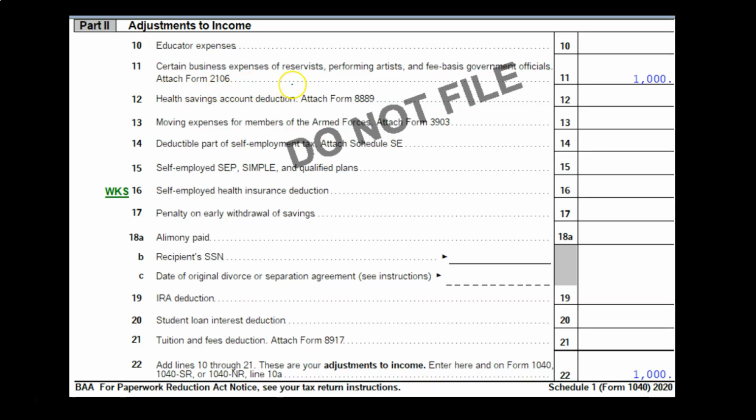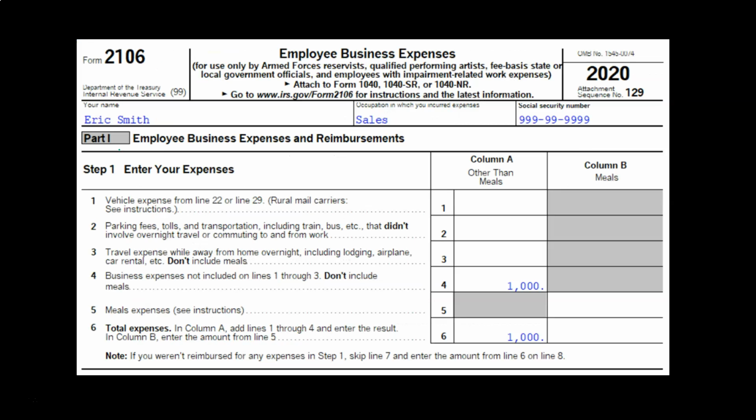And that would be reservists, performing artists, and fee-based government officials. If they're talking about other types of business expenses in this Form 2106 that maybe they got deductions for in the past, then it's not going to be applicable because it's been restricted a lot at this point in time. Now, again, this could change next year, and if it does, we'll take a look at it next year and see what happens. But at this point in time, the Form 2106 is less significant. If you're doing tax preparation, you won't be seeing it often unless people, again, fall into these particular categories.